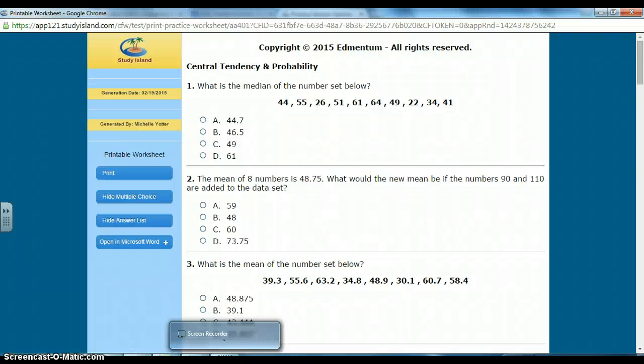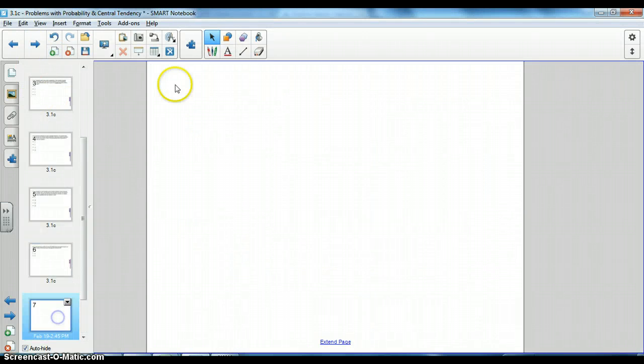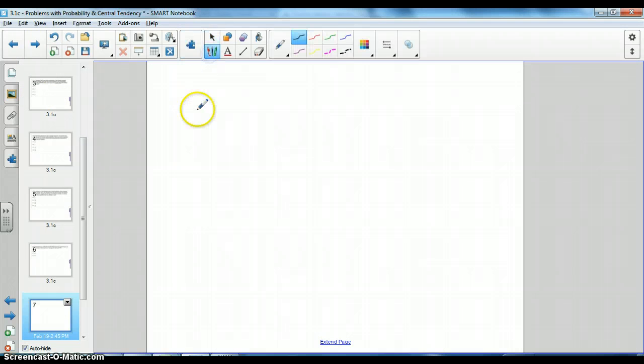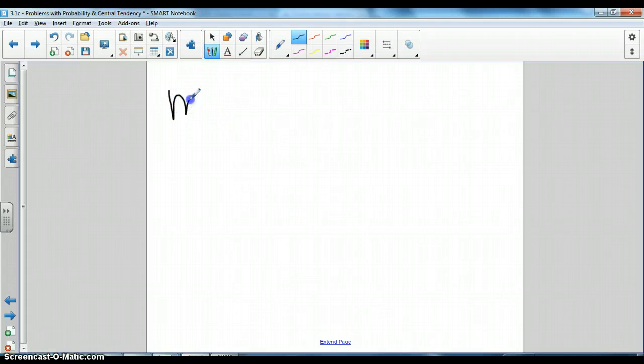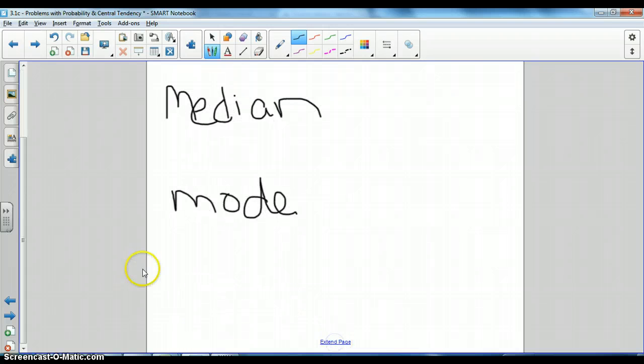Okay, this video is over central tendency. Central tendency is basically just mean, median, and mode, and maybe range as well. So central tendency is mean, median, mode, and maybe range. So we'll add that on there as well.